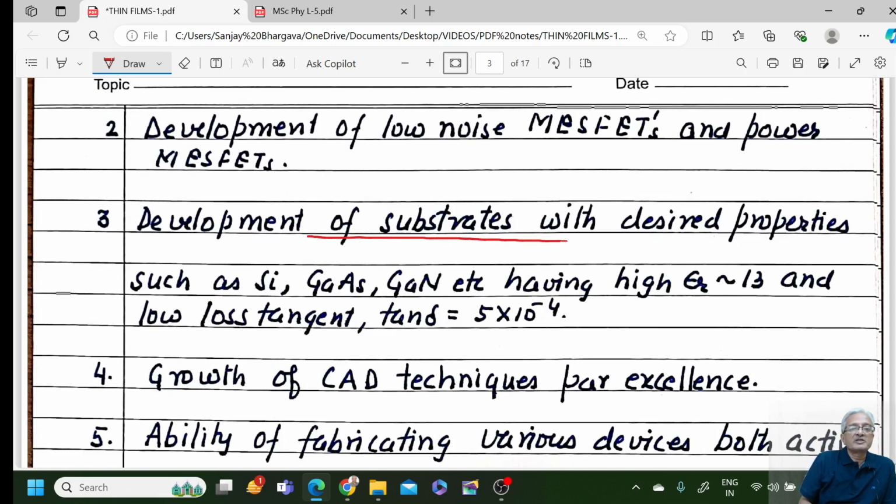Development of substrates with desired properties such as silicon, gallium arsenide, gallium nitride having high relative permittivity of the order of 13, that is, they have a very high dielectric constant and have a very low loss tangent. The dielectric constant is as high as 13, while the loss tangent delta is very small, 5 x 10^-4.